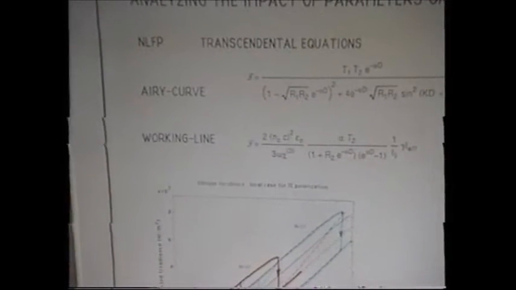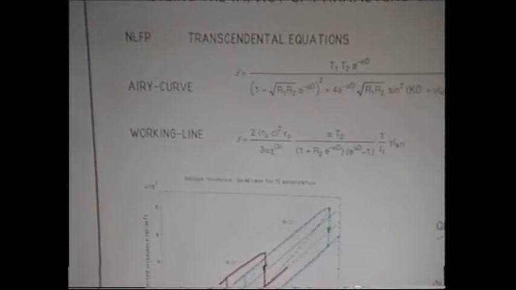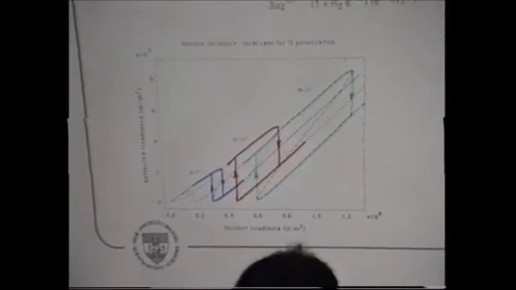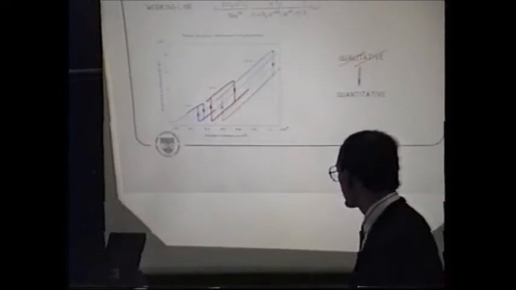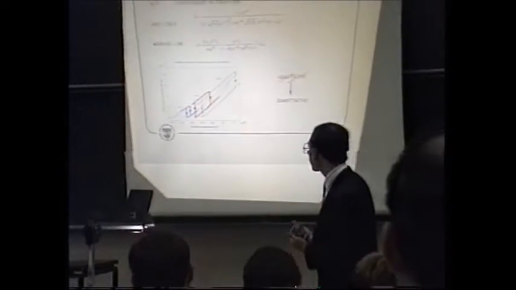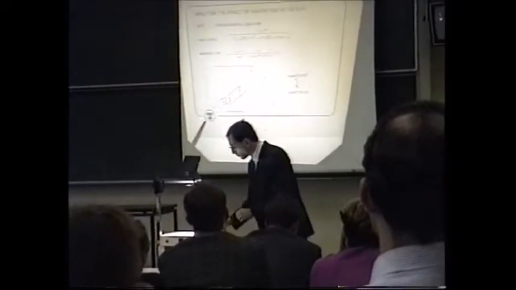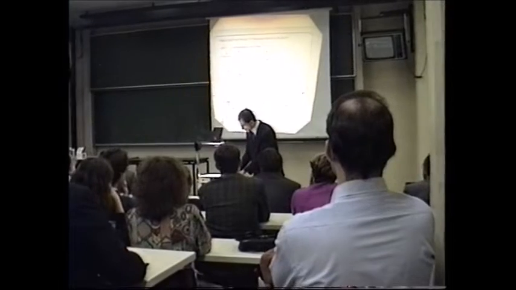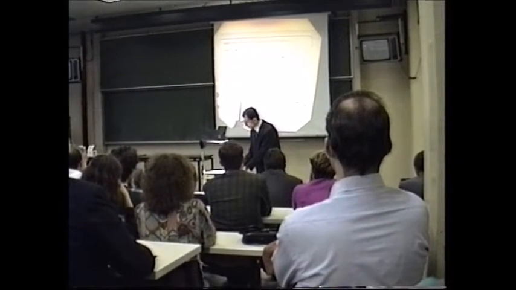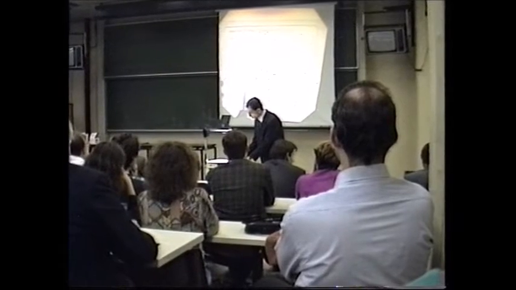A third question concerning the steady state operation is, what is the impact of the parameters on the behavior of the nonlinear Fabry-Perot? As we already said, the nonlinear Fabry-Perot is described by two transcendental equations, the Airy curve and the working line. Now, if we want to know the impact of a certain parameter, for example, the angle of incidence, each time we have to solve these equations over again, and we have to plot the results on the same graphic. This gives a rather messy image, and this allows only to draw some qualitative conclusions.